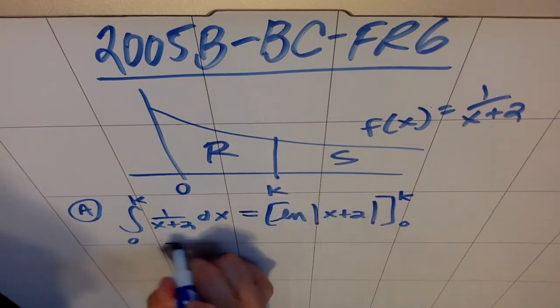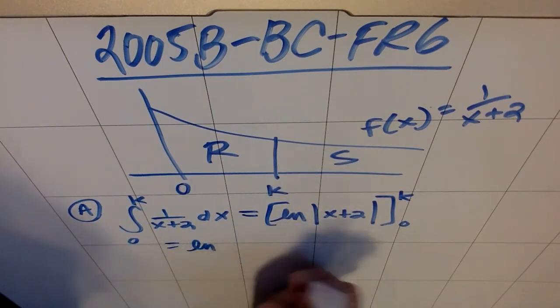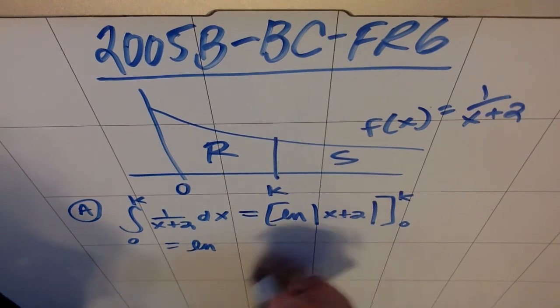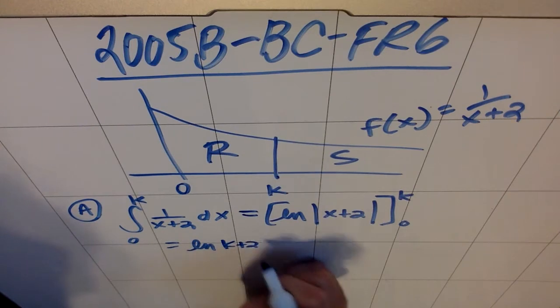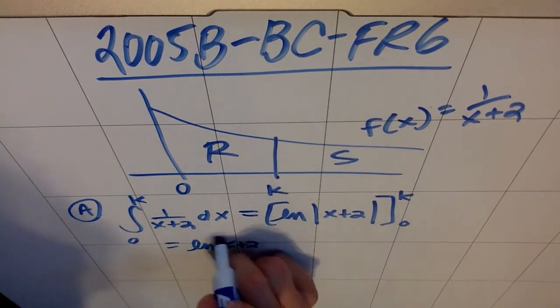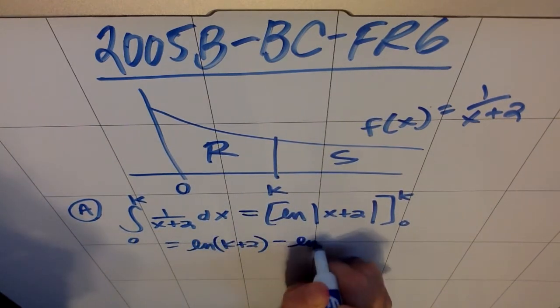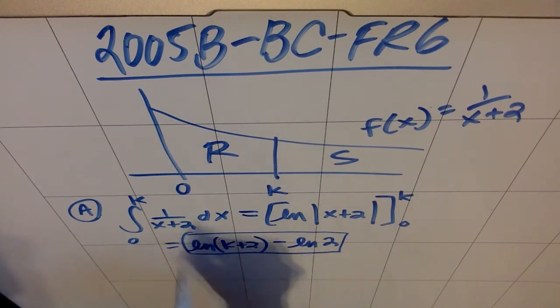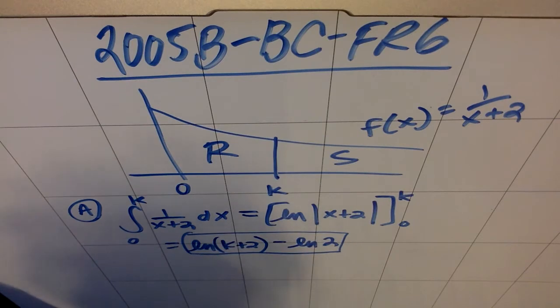Right, which means that your area is going to be the natural log of k plus 2. You don't really need the absolute value at this point, since we know that k is greater than 0 because they told us that, minus the natural log of 2, and that's totally fine. You can leave your answer that way, and if you left in the absolute values, I don't think they're going to have a problem with it, but since they told you that k is greater than 0, you don't really have to.